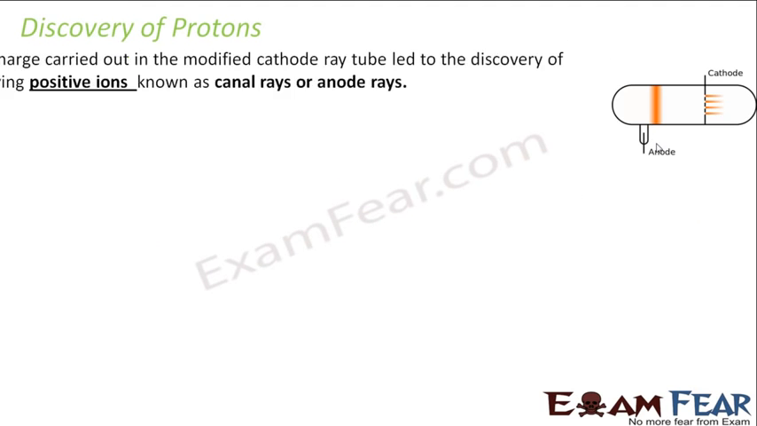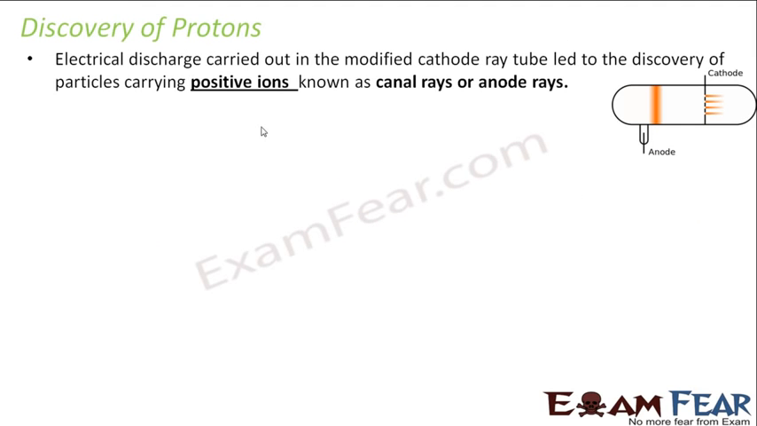Then the proton was discovered. There is something called anode rays. As we have cathode rays, similarly we have anode rays, and this is nothing but a modified cathode ray tube. Here we have something called positive ions.